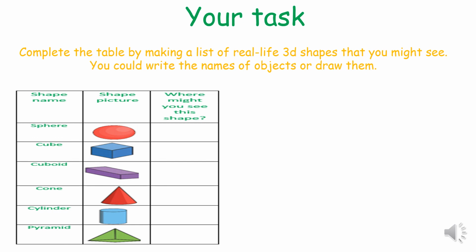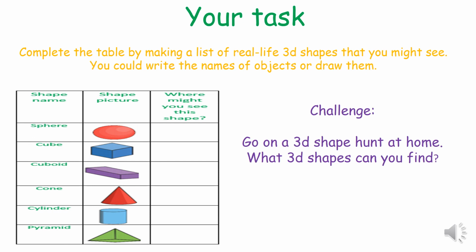So have a think about the first one, which is a sphere. Where would you see a sphere in your house or in your school or down the road? And then write it down or draw it. And do the same with all the other shapes. And your challenge today is, could you go on a 3D shape hunt at home? And what 3D shapes can you find?